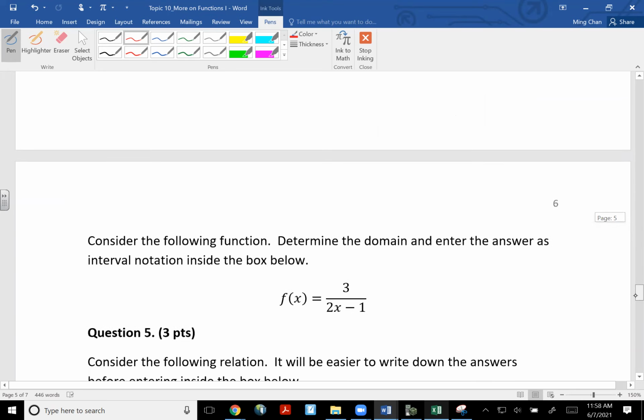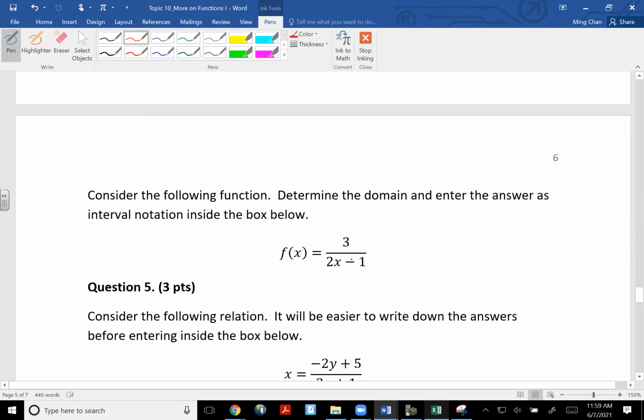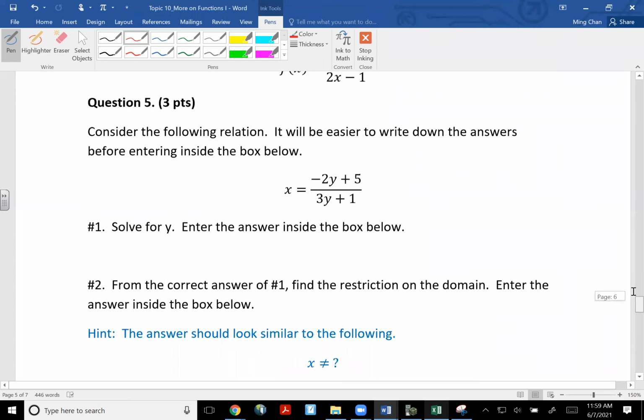Question number 4. All right, consider the following function, determine the domain. So if you want to, go ahead and solve for x in the denominator so you know what the restriction is, and then you can type it out using interval notation. Make sure you use the interval notation, okay, using the graphic equation. And graph it if you need to, to help you see the graph a little bit better.